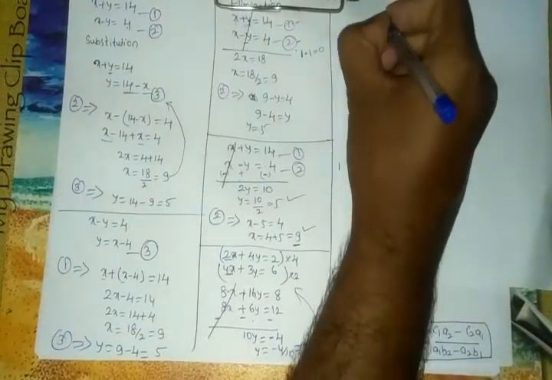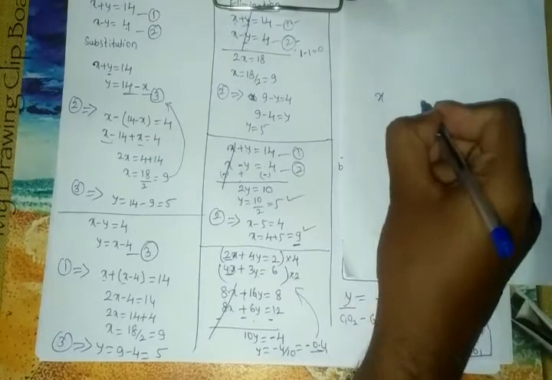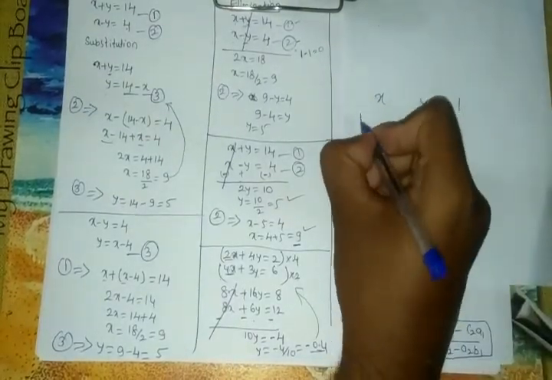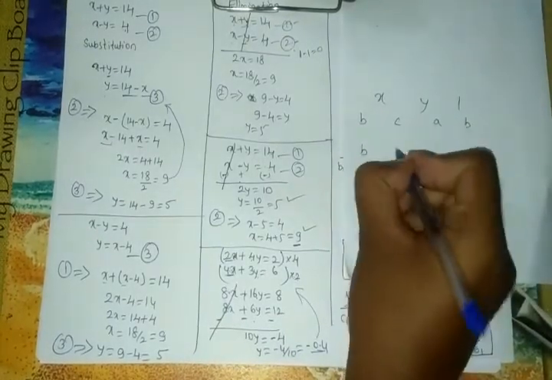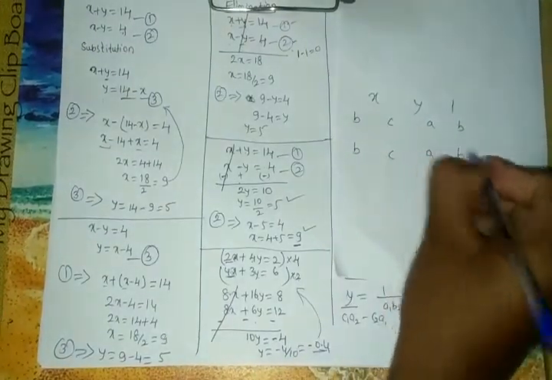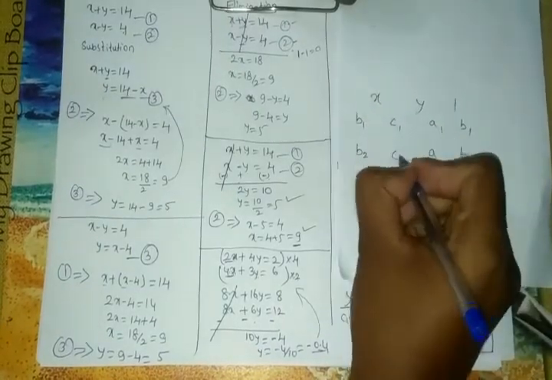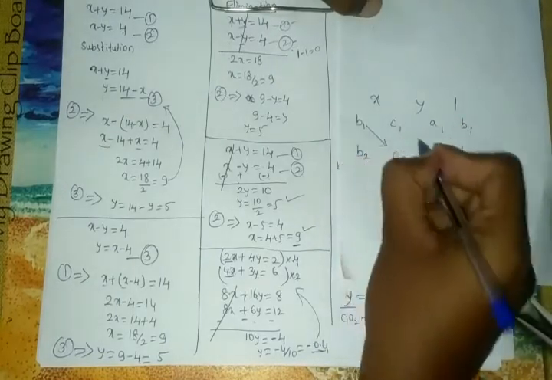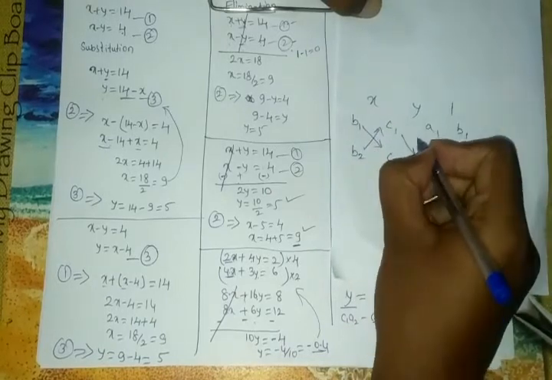we have to remember this representation, x, y, and 1. Write B C A B. Again you write B C A B, and you write 1 1 1 1. Write 2 2 2 2. Then all down arrows. Then all arrows upwards.